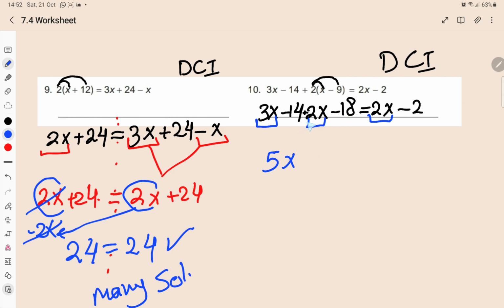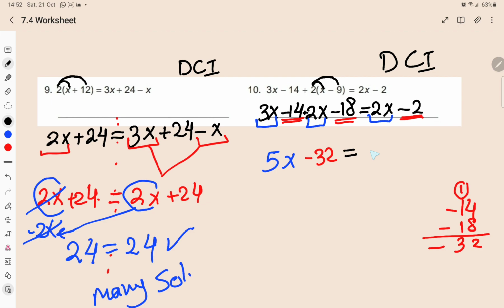Negative 14, negative 18. Let's also combine them. Negative 14, negative 18, and negative 2. These are all like terms. So what is negative 14 on a draft here? Negative 14, negative 18. Whenever you have the same sign, we add them and we have the answer with the same sign. So 4 and 8, 12. 2 and carry up 1. 1 and 1 is 2. 2 and 1 is 3. So it is negative 32.